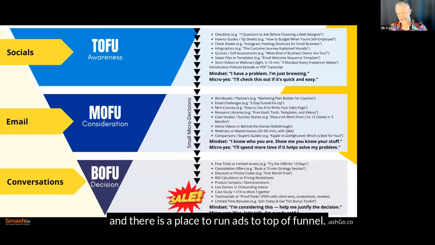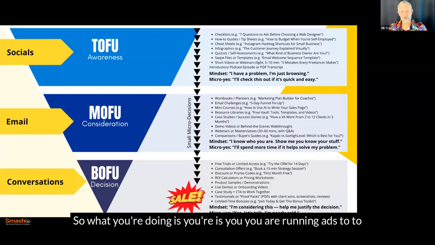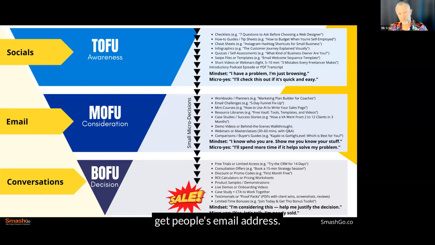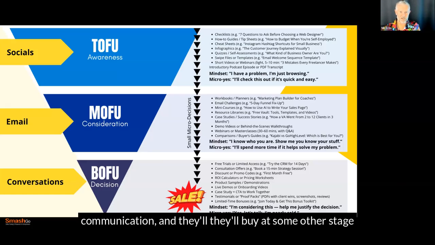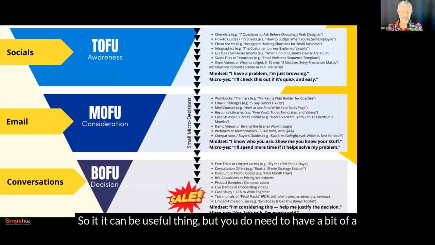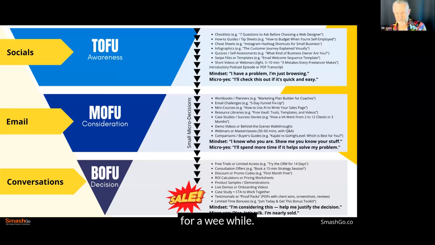And there is a place to run ads to top of funnel. Just don't expect people to buy at that stage. So what you're doing is running ads to get people's email address. So that's your top of funnel process. Not running ads for people to buy, but to get their email address. Once you've got the email address, then you can continue the communication and they'll buy at some other stage down at bottom of funnel. So it can be a useful thing, but you do need to have a bit of a budget and know that you're not going to get a return on it for a wee while.